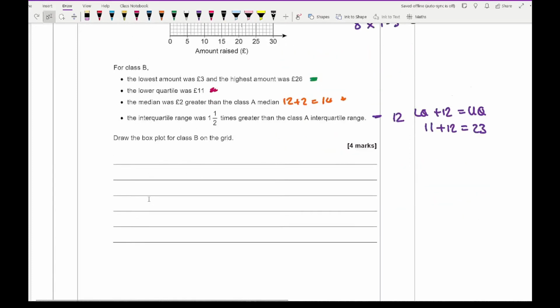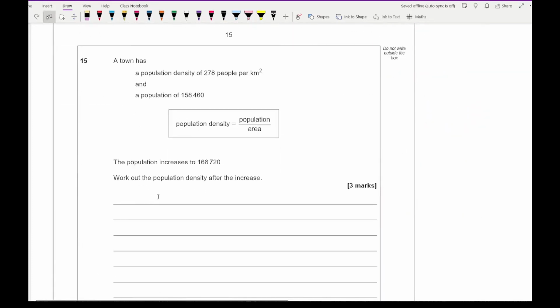Moving on to question 15, it says that a town has a population density of 278 people per square kilometre and a population of 158460. The population increases to 168720. Work out the population density after the increase. So first things first, what we need to do is work out the area. To work out the area, I need to change this formula. So it's going to be the population divided by the population density.